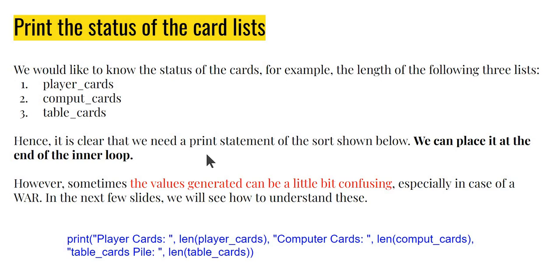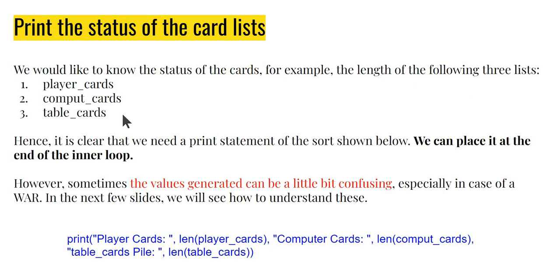What we'll do in this video, however, is equally important, which is to print the status of these lists that are being manipulated in this program. This is important because only through these lists do we understand how the game dynamics actually work and also if you're doing everything correctly. So we would like to know the status of the cards, for example, the length of these lists, the player cards, the computer cards, and the table cards.